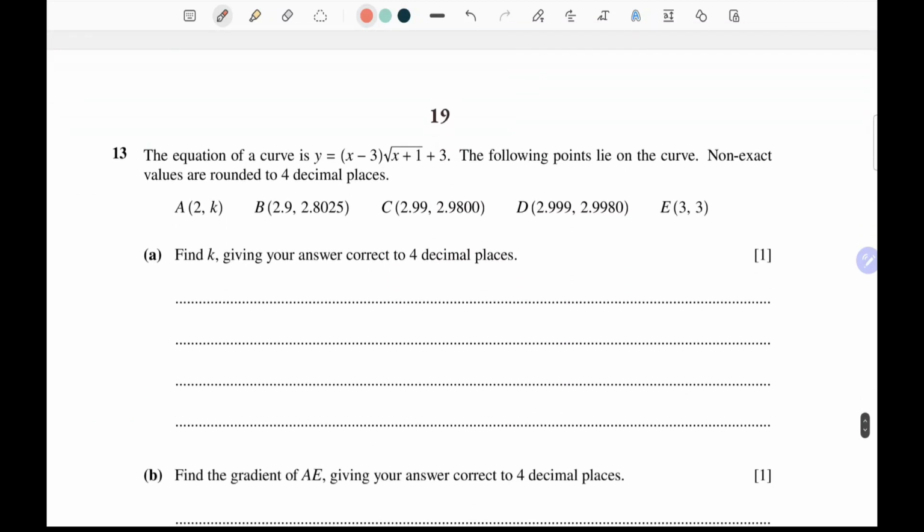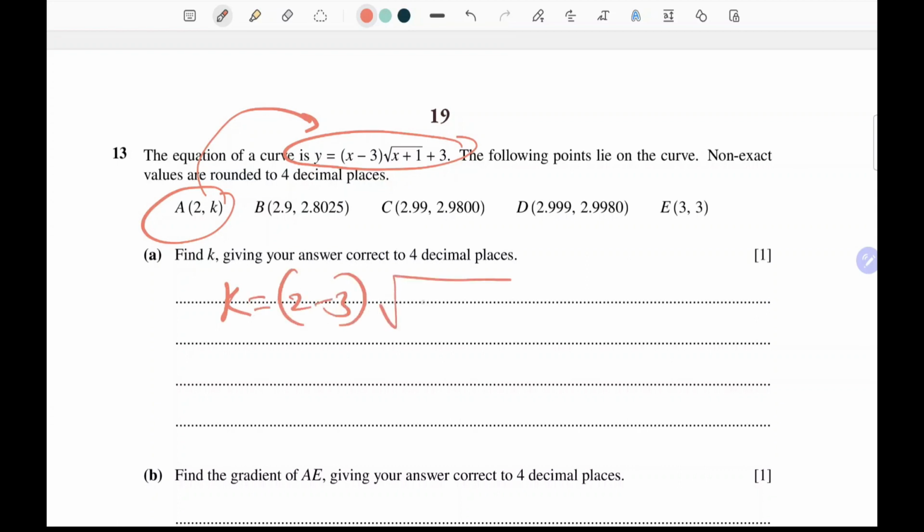Okay, the equation of the curve is given. The following points lie on the curve. Non-exact values are rounded to 4 decimal places. Find the value of k. So this 2 comma k will lie on this curve, right? So just put x as 2 and y as k. So here I'm going to substitute in this. So y equals k and x is 2. So 2 minus 3 bracket 2 plus 1 plus 3.